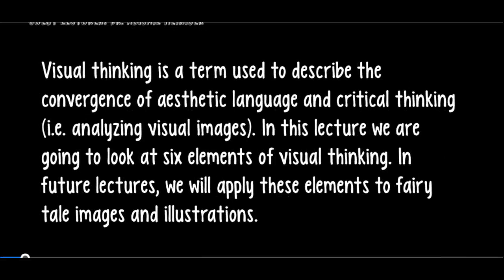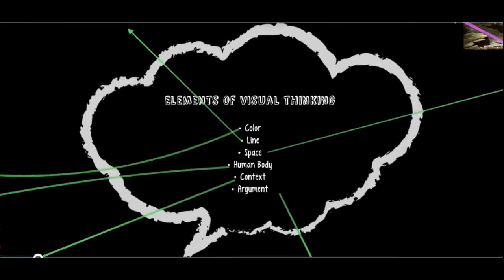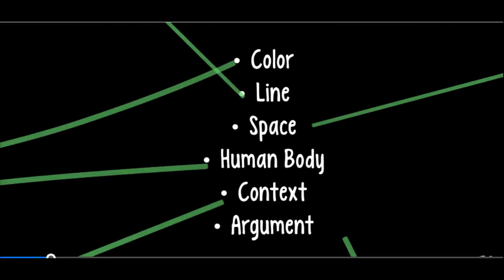Visual thinking is a term used to describe the convergence of aesthetic language and critical thinking, i.e., analyzing visual images. In this lecture, we're going to look at the 6 elements of visual thinking. In future lectures, we're going to apply these elements to fairy tale images and illustrations. The elements of visual thinking: color, line, space, human body, context, and argument.